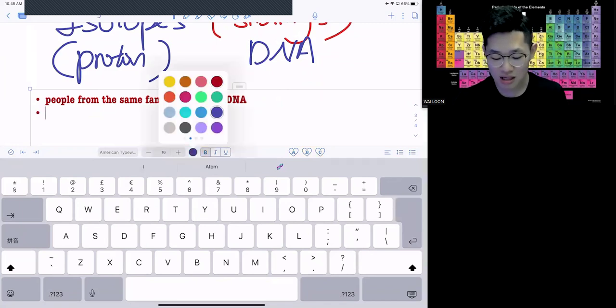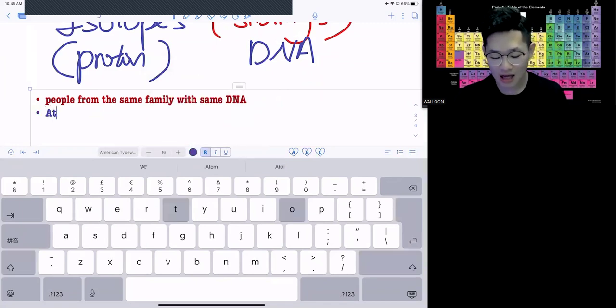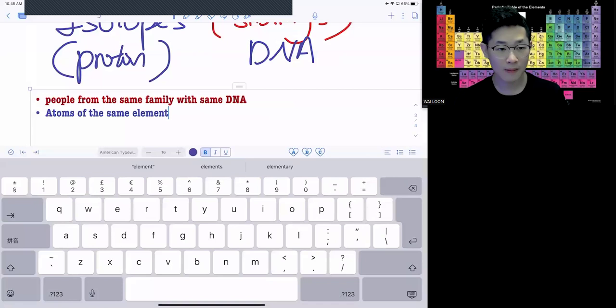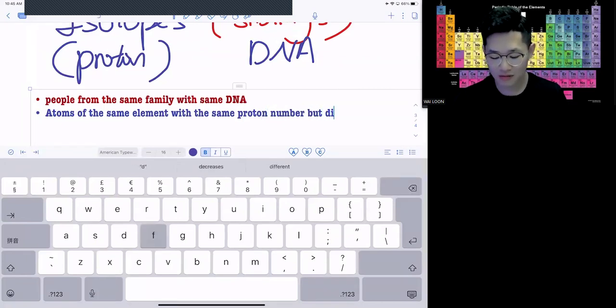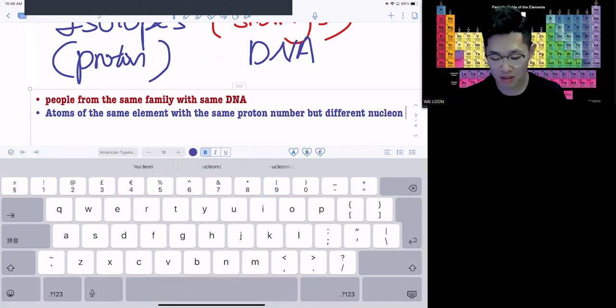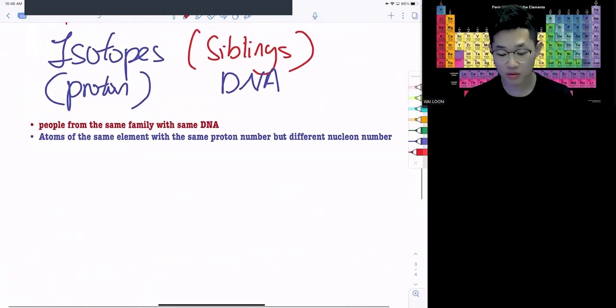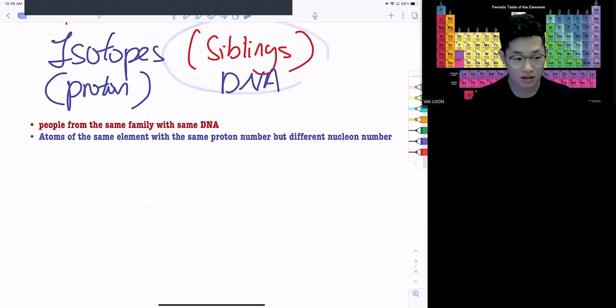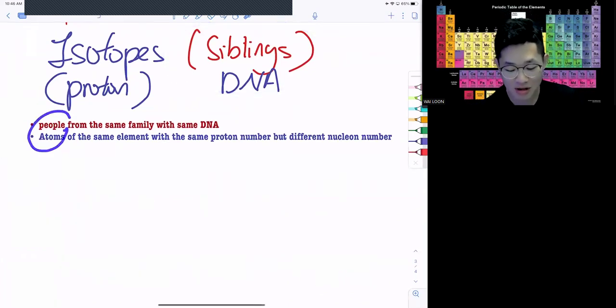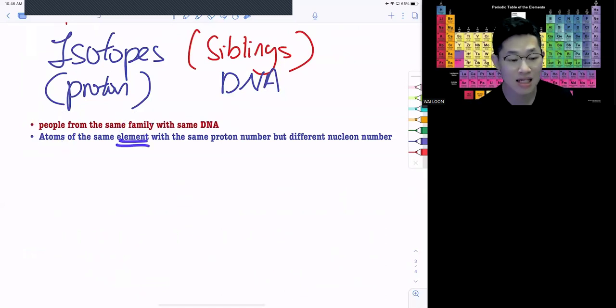So we come to chemistry. Isotopes are atoms of the same element with the same proton number, but different nucleon number. So people are like atoms, same family, we call it same element. So element is actually like family. It means family.